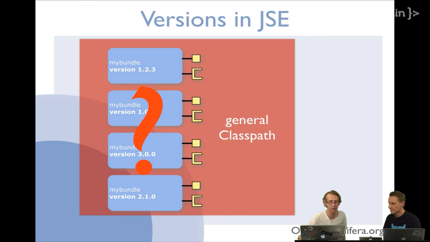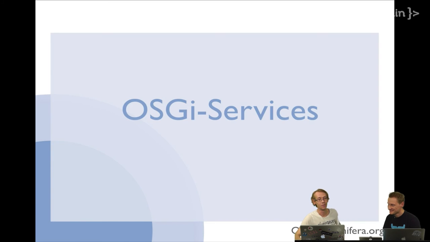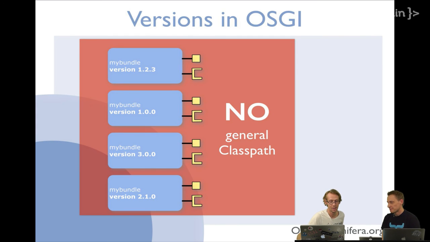And OSGi goes a different way. There is no general class path anymore. OSGi comes with a class loader per bundle, and the class loader knows about all the relations. In this special case, it tries to delegate loading the class to the next bundle, and looks at what is imported, what is exported, where to resolve, where can I find it. So there is no general class path anymore.